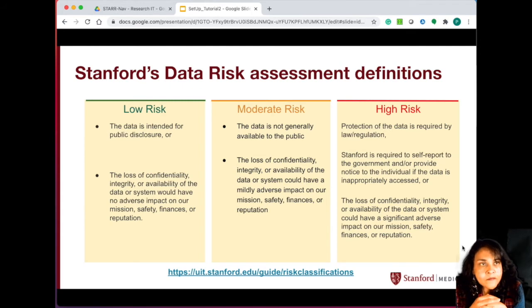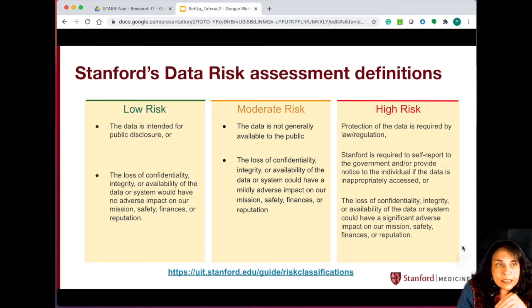Given that, this is how Stanford defines its data risk, and it's important to note that the data risk assessment definitions are different for each institution. So if you've been at Columbia or Yale and have now come to Stanford, it is not necessarily true that they both have the same data risk definitions.